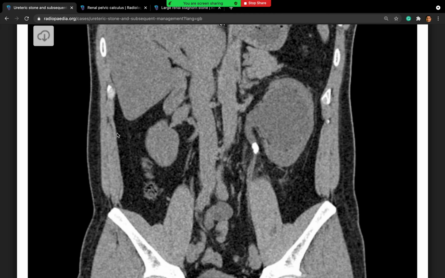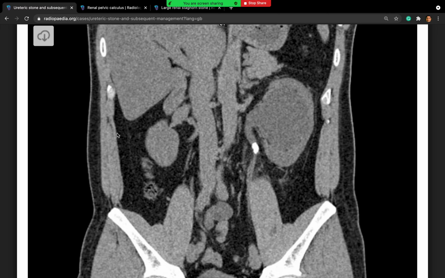Okay, so what are you going to do? So the patient is in pain and his CRP is high. So this is an infected obstructed system. My plan is to decompress the system. It would be either cystoscopy and retrograde stenting, or nephrostomy, depending on the patient's fitness for anesthesia and availability.